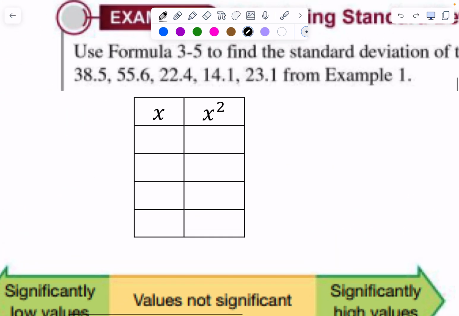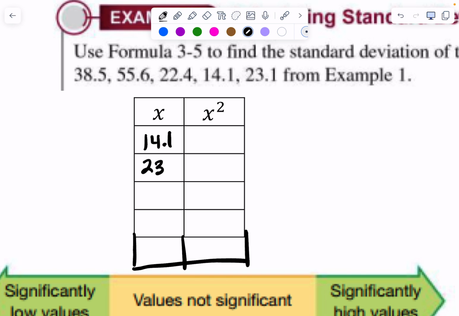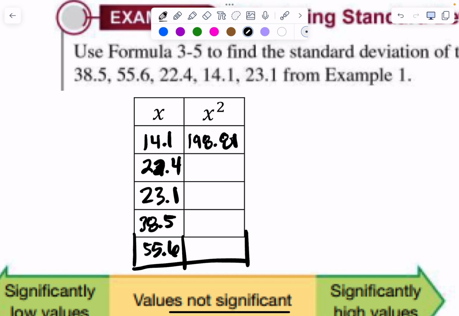Here are my x's. I'm missing a box. 14.1, 22.4, 23.1, 38.5, 55.6. Okay, if I square them: 198.81. She's faster than me. 22.4 squared is 501.76.